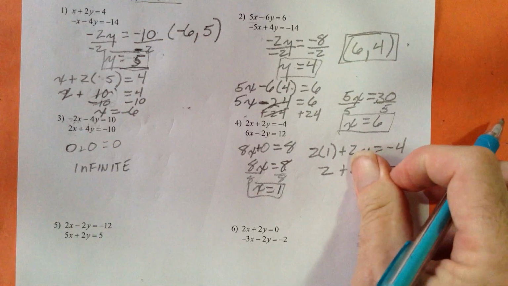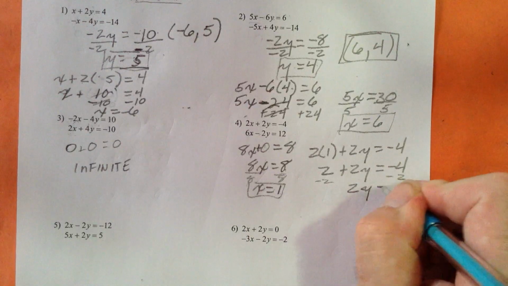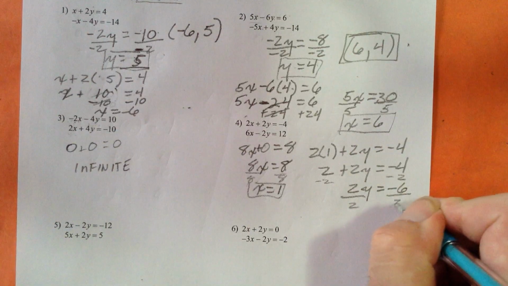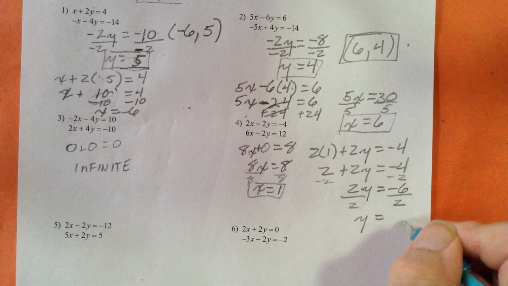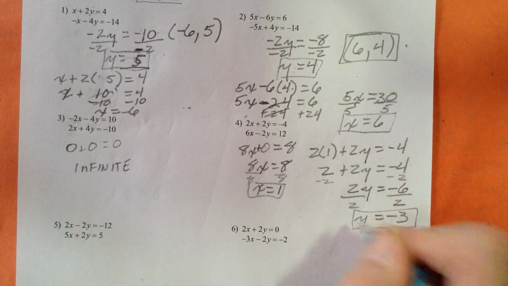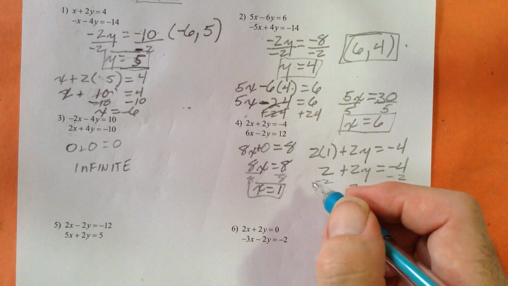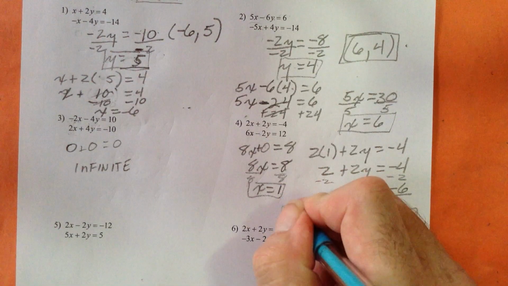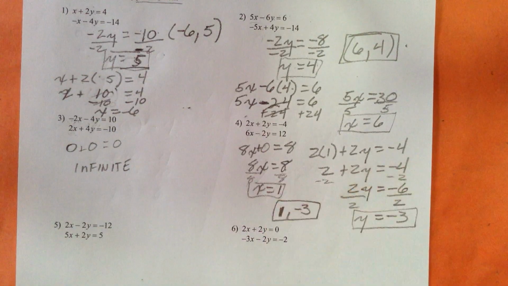So isolate the y, so I can move the 2 over. Minus 2, minus 2. So 2y equals negative 6. Divide by 2, divide by 2, so y equals negative 6 divided by 2, which is negative 3. Okay, so the answer to number 4 would be x is 1, and y is negative 3. That's where the two lines will cross over.